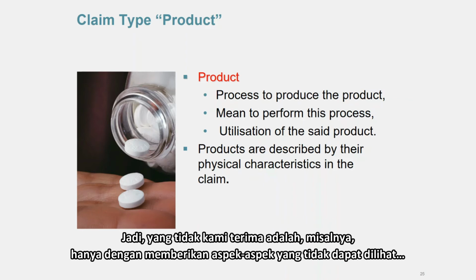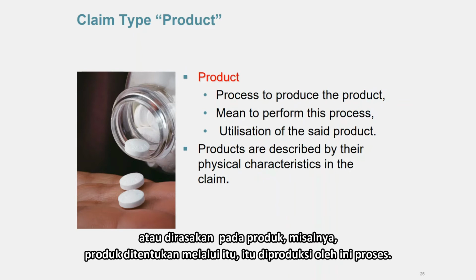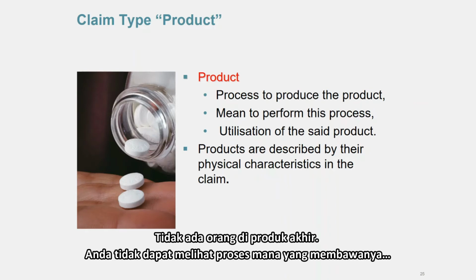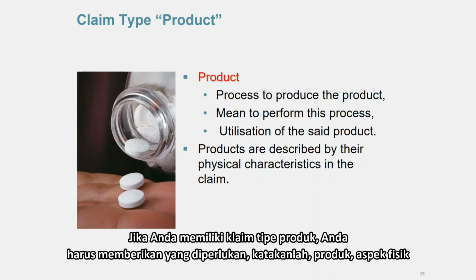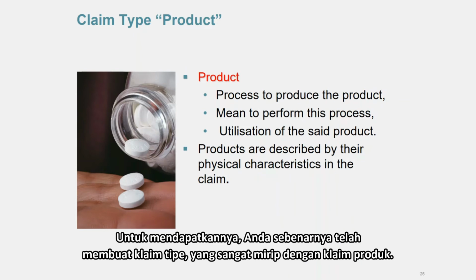So what we don't accept is, for example, just giving aspects which cannot be seen or somehow actually perceived on the product. For example, a product specified by the fact that it was produced by this process. Normally, on the end product, you cannot see which process brought it to that product. So it's not visible on that product, and it cannot be accepted. If you have a product type claim, you shall give the necessary product physical aspects in order to get that claim.